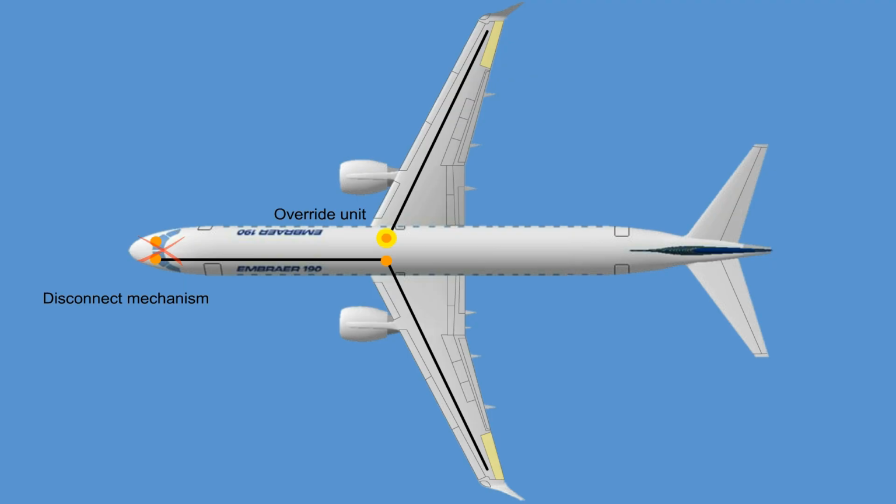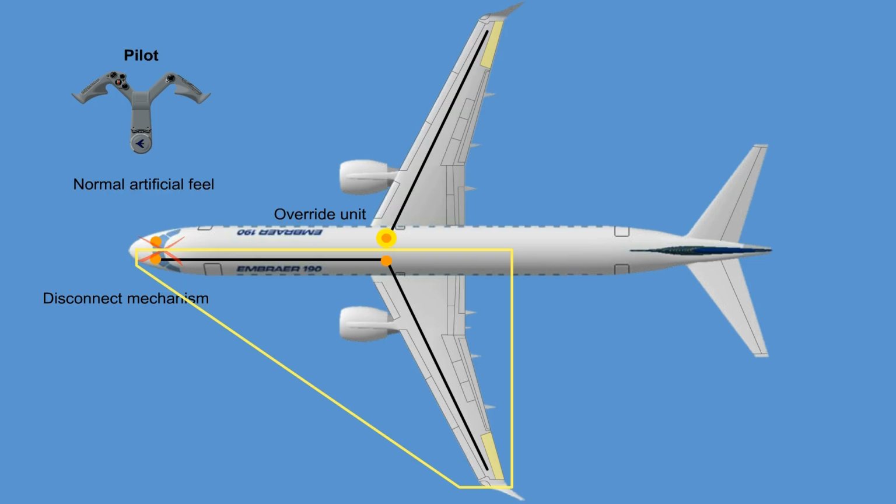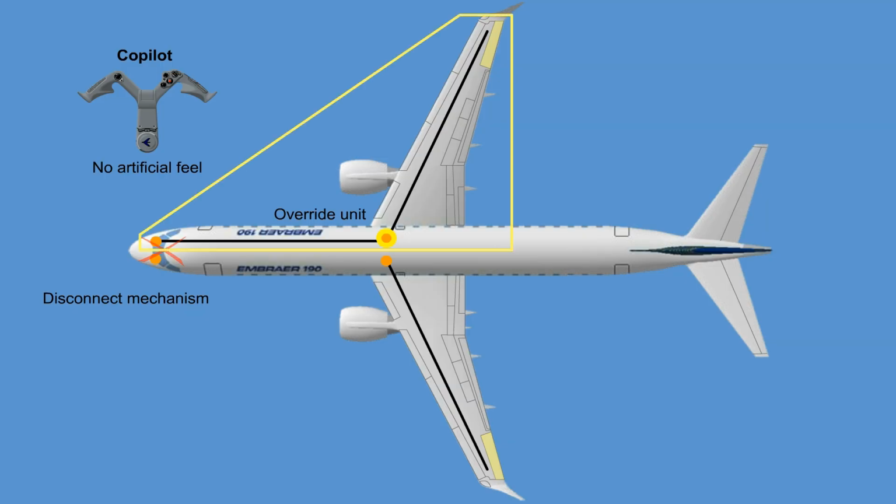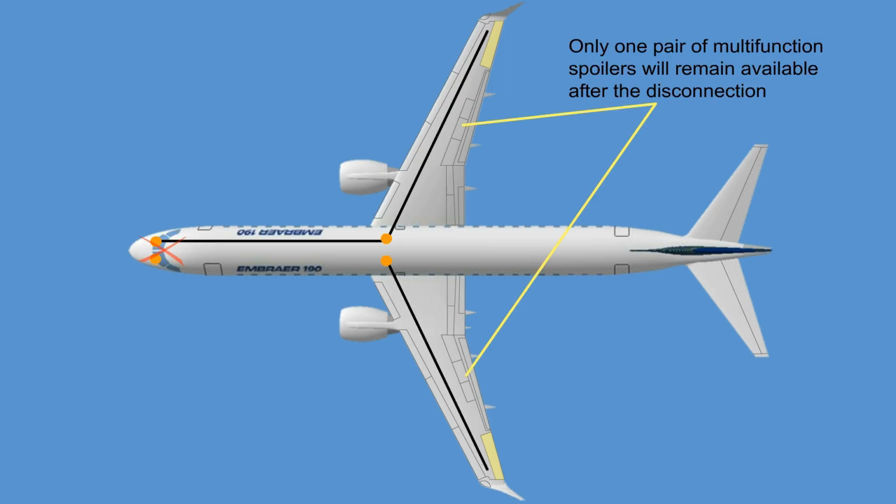If the jam occurs on the co-pilot's half of the system, the pilot retains control of the left aileron with normal artificial feel. If the jam occurs on the pilot's side, the co-pilot remains in command of the right aileron without artificial feel and roll trim, since the feel mechanism is attached to the pilot's half of the system. Only one pair of multi-function spoilers will remain available after the disconnection.